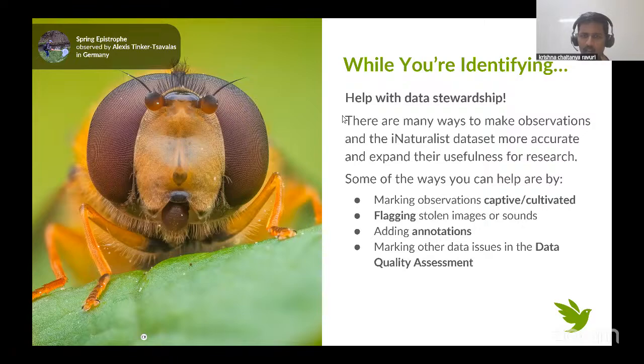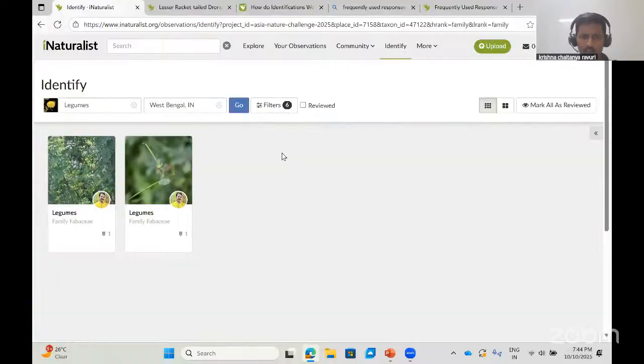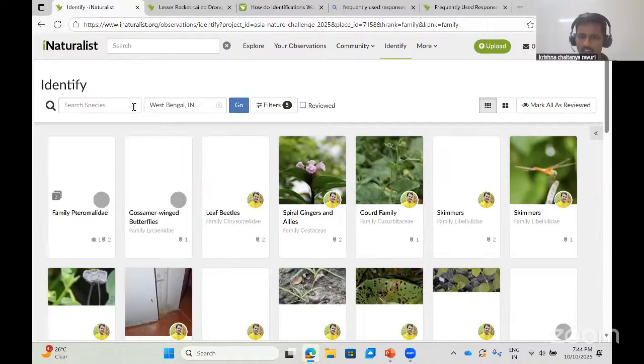And I believe that's mostly what should get you started for identifications. There are lots of other stuff. I'm not sure what I've missed.